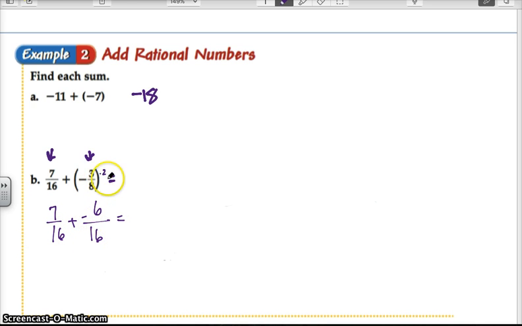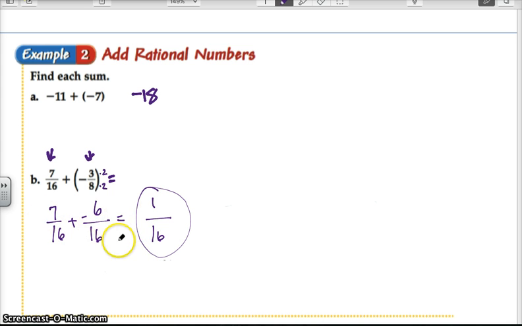Notice, to get this guy, we had to multiply top and bottom by 2 in order to get this change of fraction. The change in the look of the fraction is still equivalent. Anyway, 7 plus a negative 6 is going to be a positive 1 over 16. So I've got 1/16 as my final answer here. I hope that makes sense.